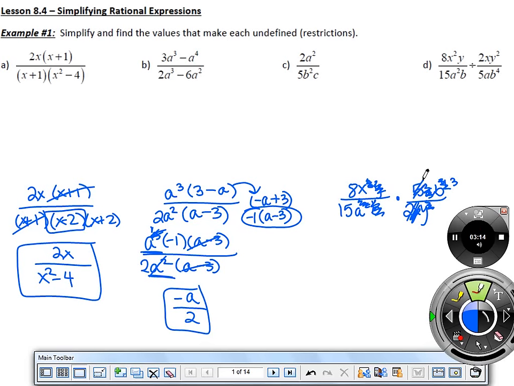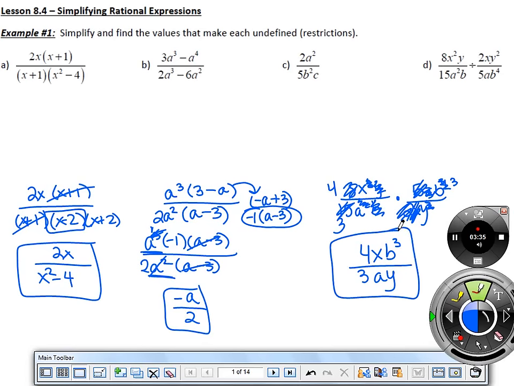Now, 5 and 15, if we cancel a factor of 5 from each of those, we have a factor of 3 left there. And 2 and 8, if we cancel a factor of 2 out of those, we have a 4. So I have a 4x times b cubed over 3a times y. And there's no further factors that can be canceled, so that would be it. So this is basically simplifying, multiplying, dividing.